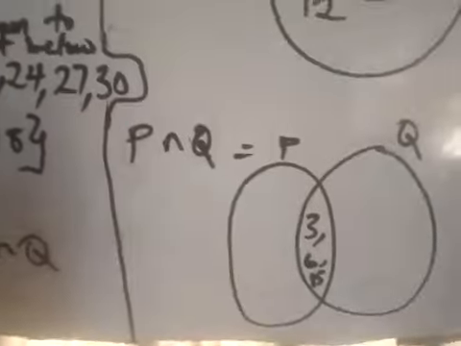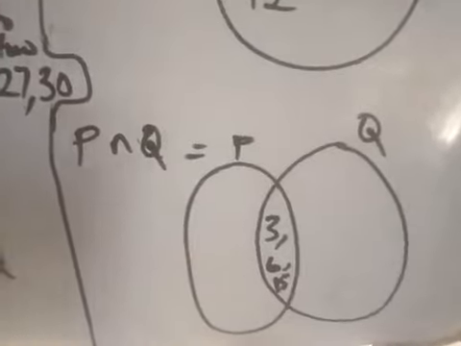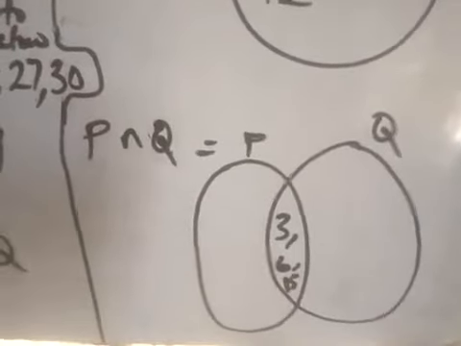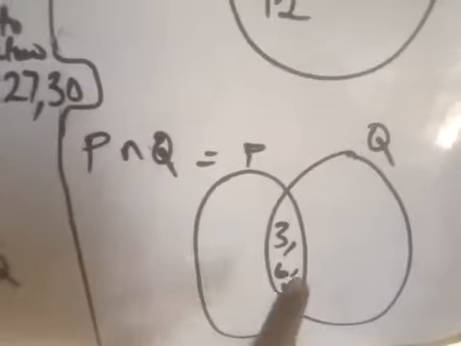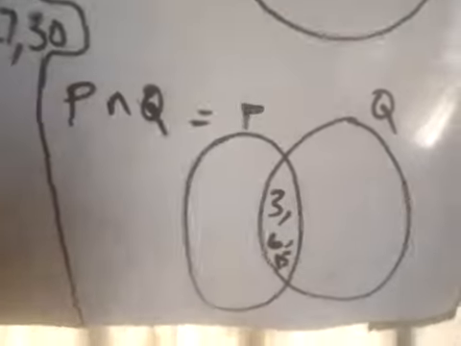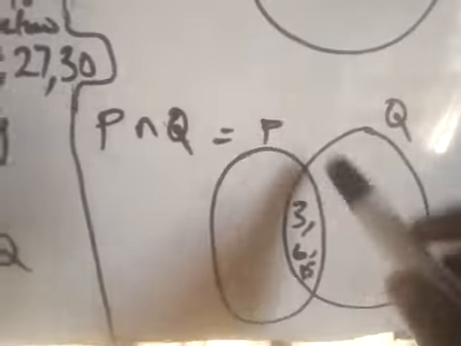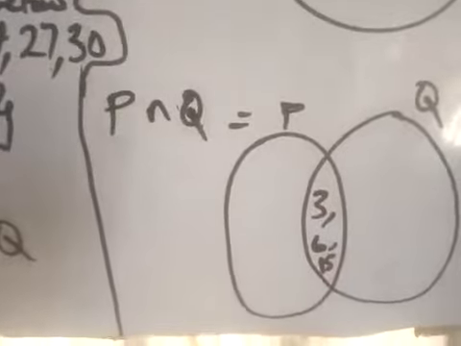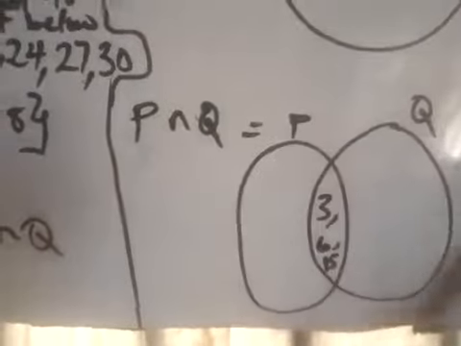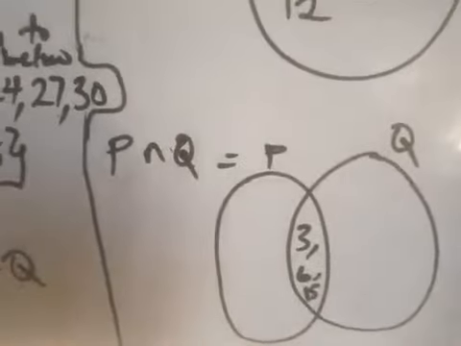And question 2, which is P intersection Q. Intersection means where they meet. What do they have in common? You can see what they have in common is 3, 6, and 15. So where they meet is common to both of them. It's common to P and Q. So 3, 6, and 15 represent this, and this is the type of Venn diagram that represents them vividly.